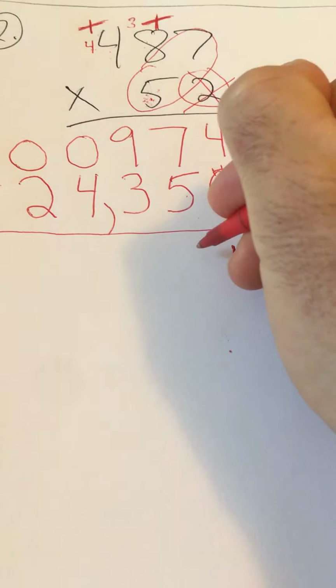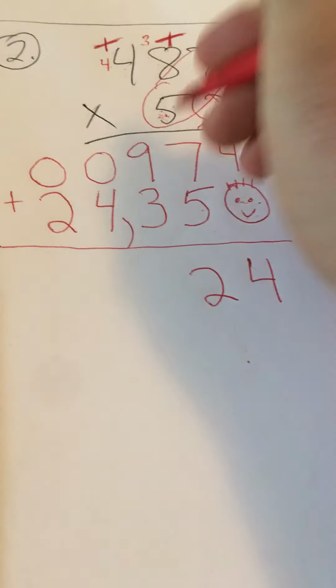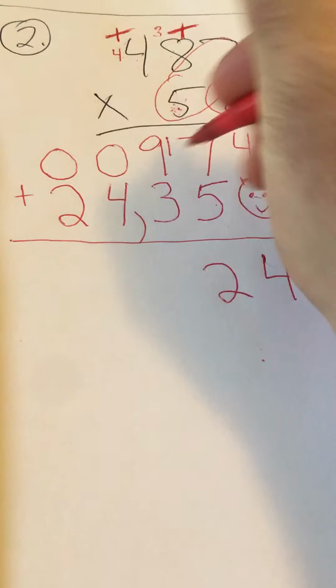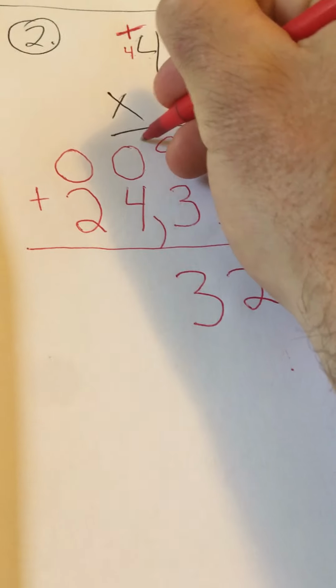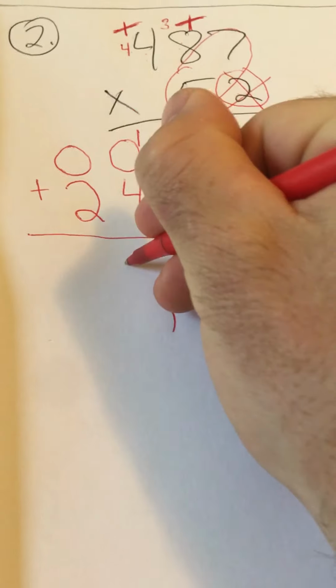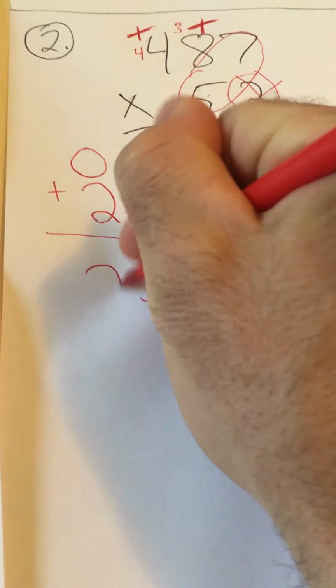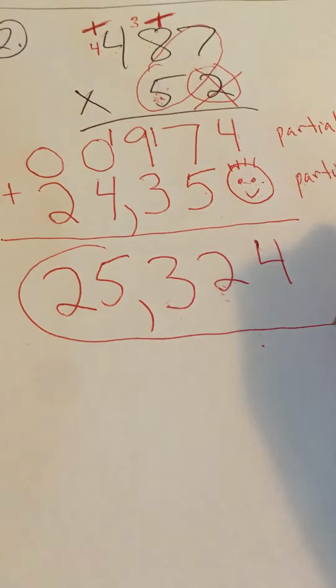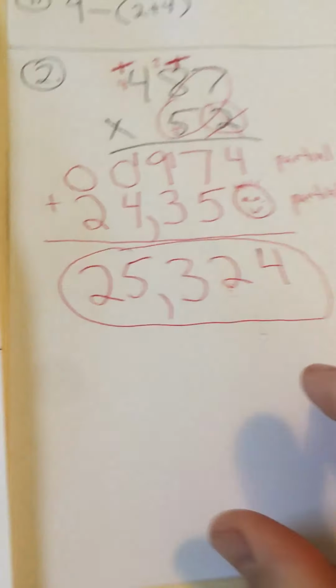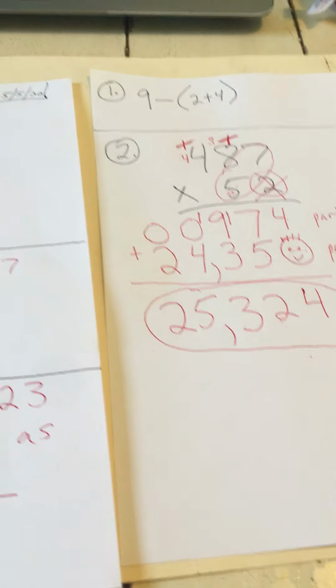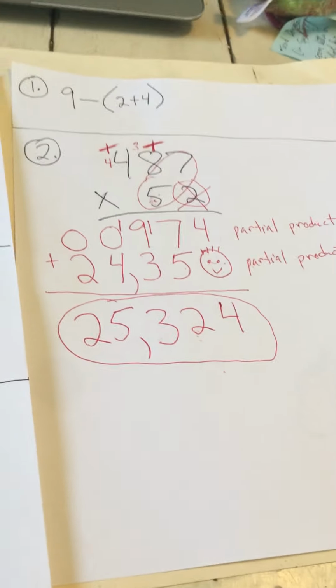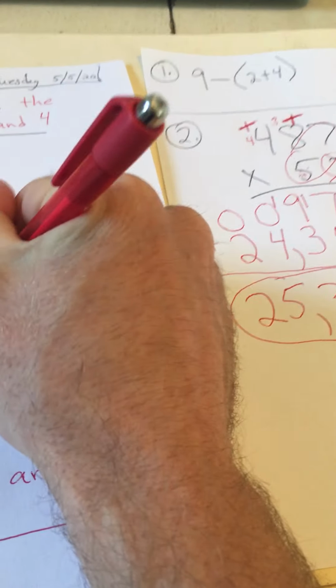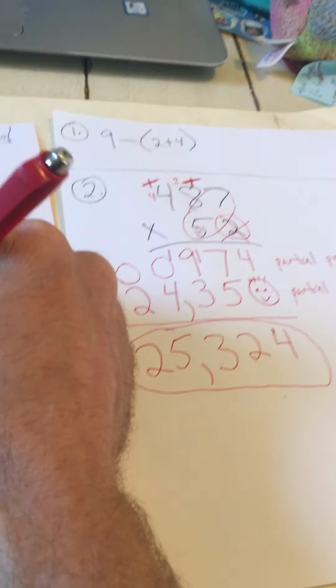Okay, 4 plus 0. 7 plus 5 is 12. 9 plus 1 is 10, plus 3 is 13. 4 plus 1 is 5, and then 2 plus 0 is 2. So the answer is 25,324. And that is the product of 487 and 52.